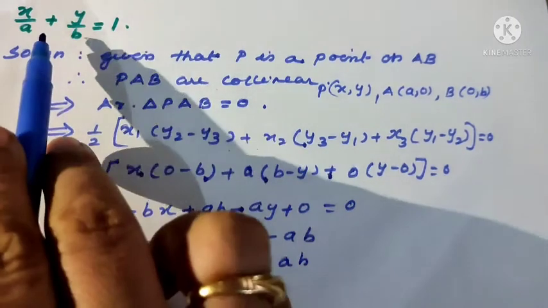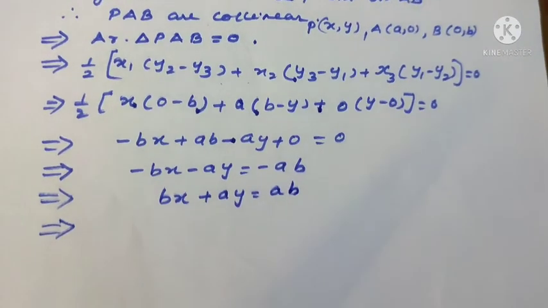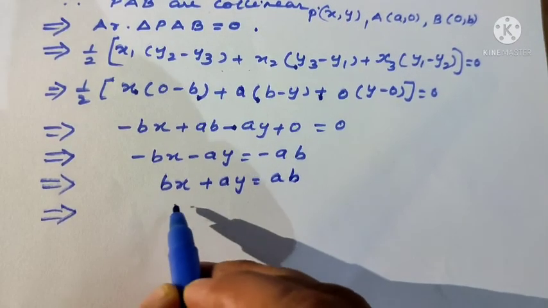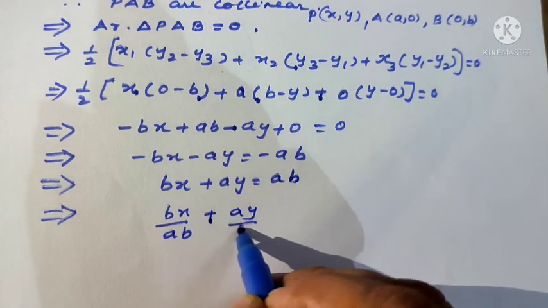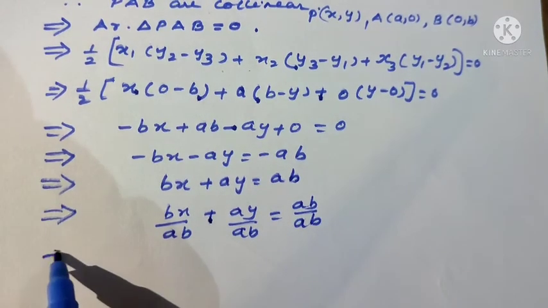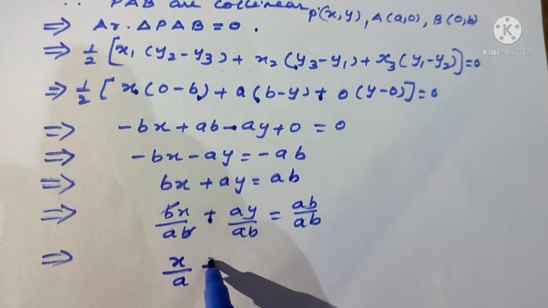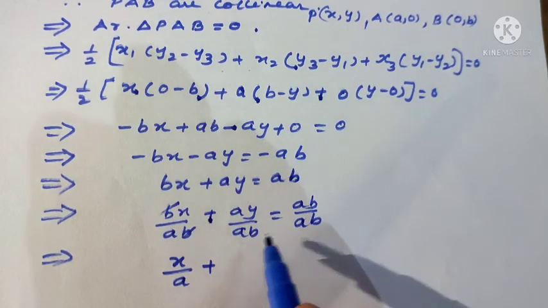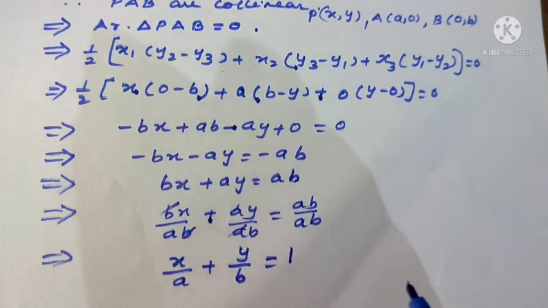Now if you go for the question, x by a plus y by b equal to 1 only. So here ab is there. Here instead of ab what we want? 1 only. So we are dividing the whole equation by ab only. So bx by ab plus ay by ab equal to ab by ab. So what we can cancel? b we can cancel. So what is remaining? x by a. Similarly here a we can cancel. So y by b equal to 1. Hence proved.